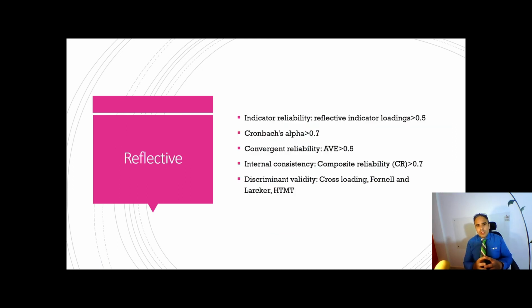In a reflective model, we look for indicator reliability, usually reflective indicator loadings, as we did in the earlier measurement model videos. So indicator loadings, Cronbach's alpha, convergent validity, where the average variance extracted must be higher than 0.5. We also look for composite reliability and discriminant validity using cross-loadings, Fornell-Larcker, and HTMT. So this is what we do once we assess our measurement model or structural model.